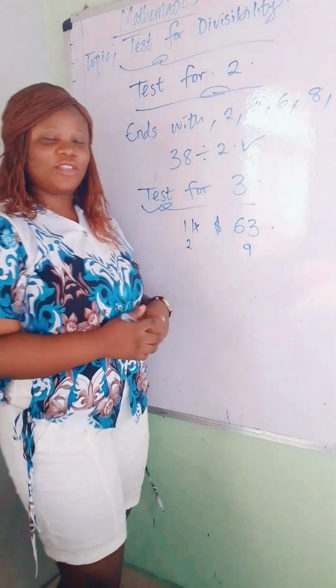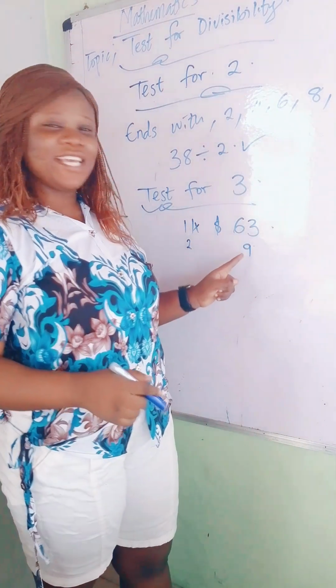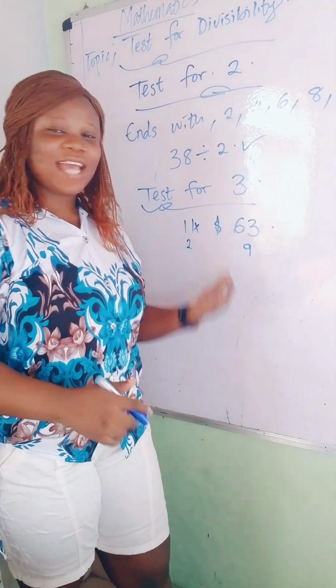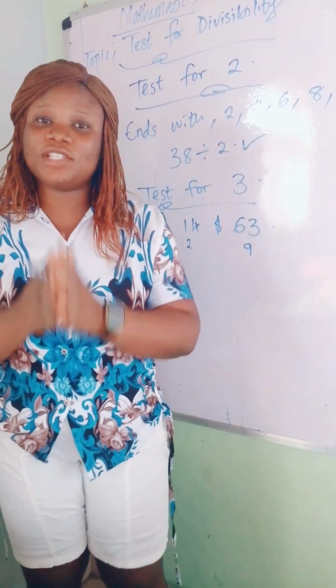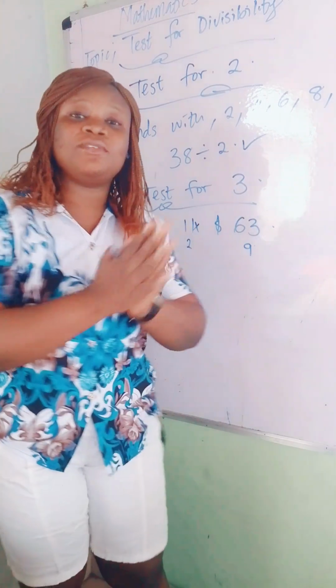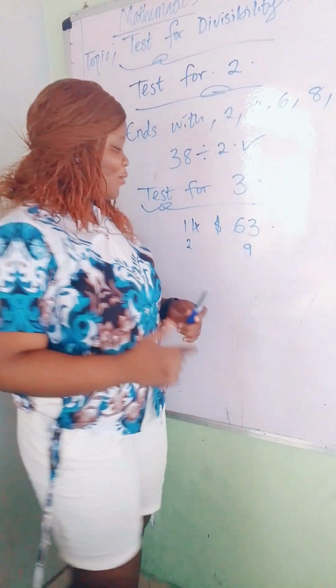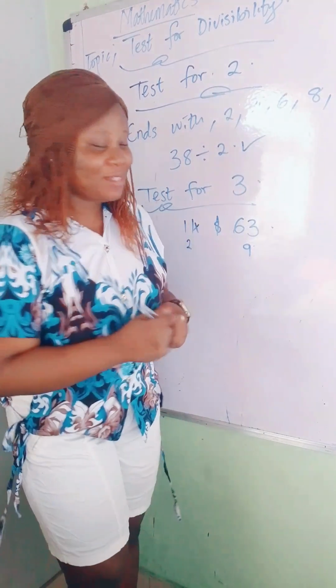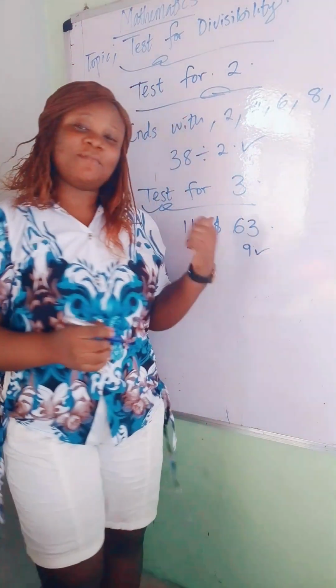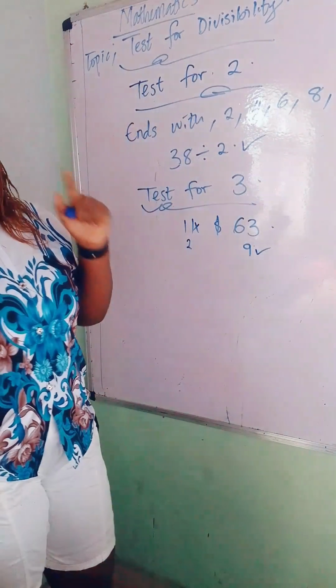Now let's check 63. 6 plus 3 is 9. And 9 is part of our 3 times table because 3 times 3 is 9. So since 9 is part of the answers in our 3 times table, we tick it because it can be divided by 3. Do you understand?